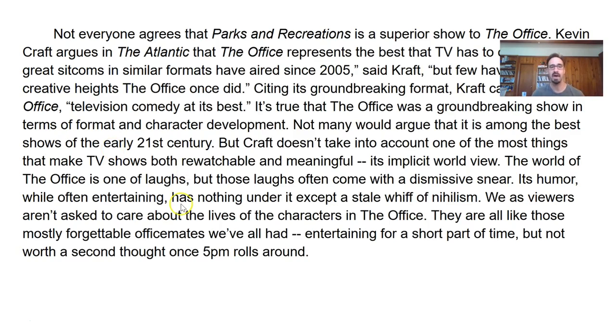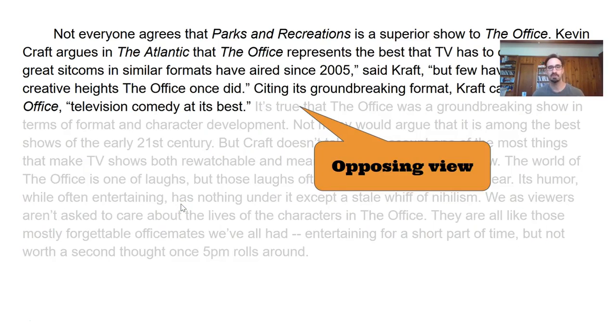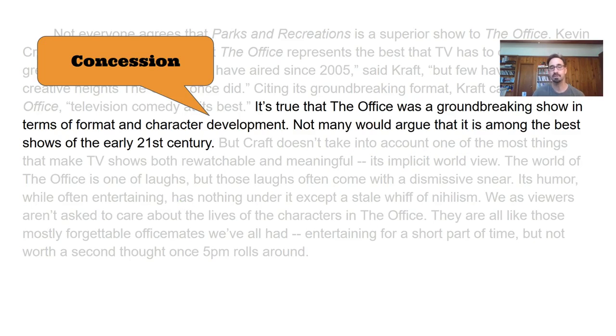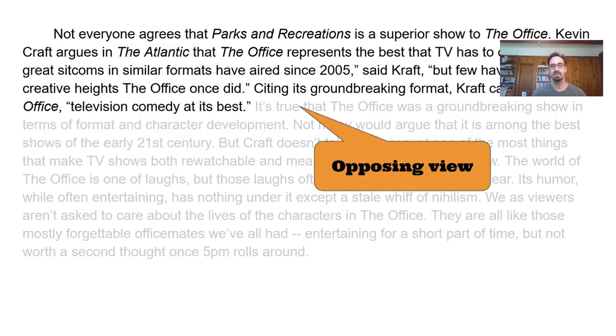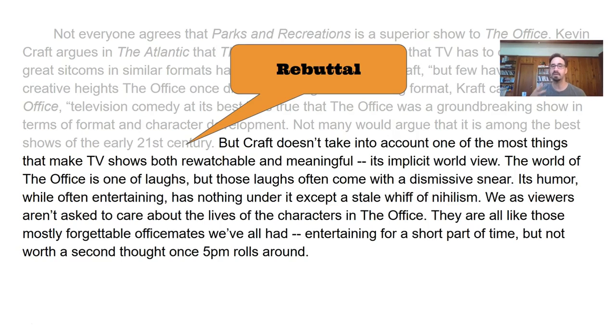So you can see that we start with our opposing view, the summary there. We transition into a concession, and then we end with the rebuttal. You don't have to do this all in one paragraph. Oftentimes, people might do these two parts in one paragraph, the opposing view and the concession, and then they might do the rebuttal as its own paragraph, particularly if you're bringing in lots of evidence to counter that.